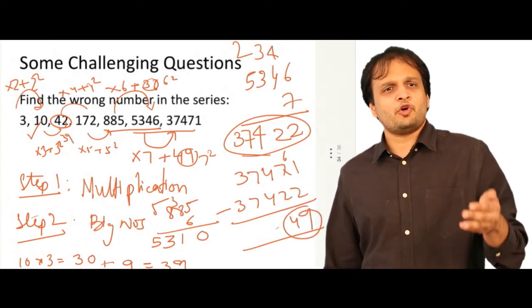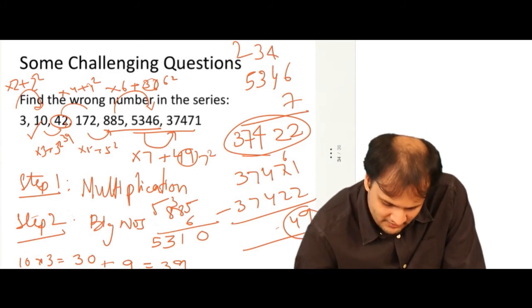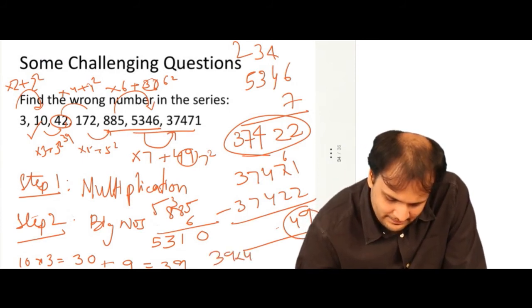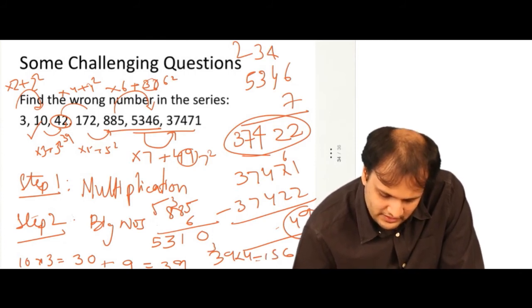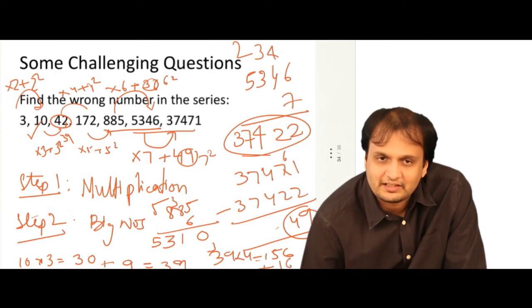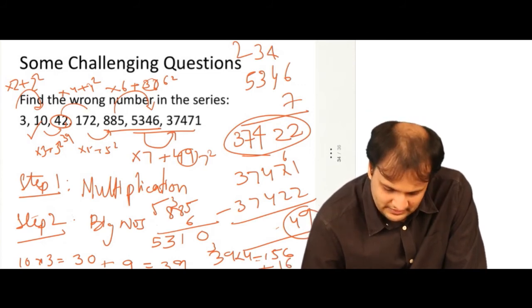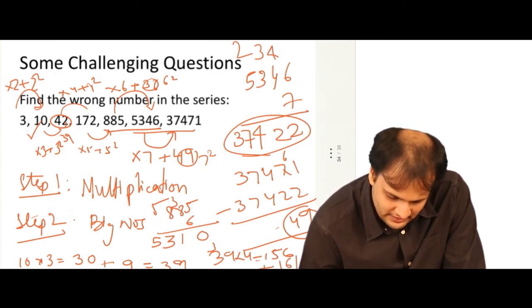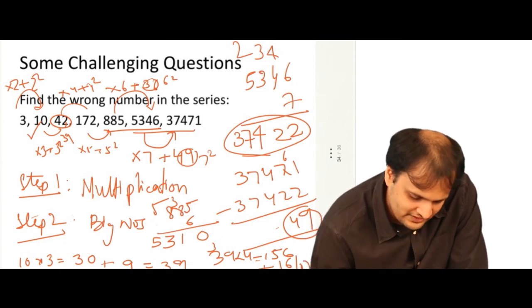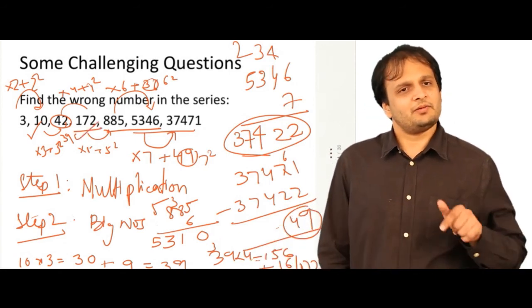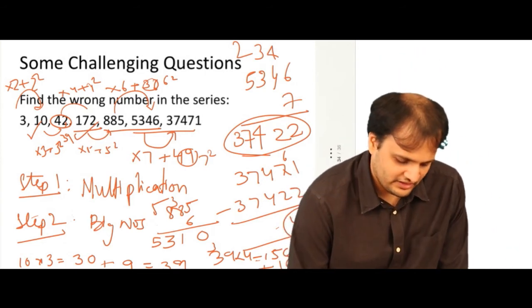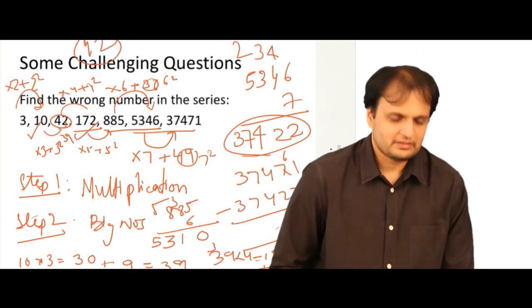You can try further if you want. So 39 into 4 plus 4 square. So the next number should be 39 into 4. Let's see. 9 4s are 36. 4 3s are 12 plus 3 is 15. So 156 plus 4 square is 16. 156 plus 16 is 172. Do we have 172 here? Yes. So everything else is falling in pattern. What number is not falling in pattern? 42. So 42 is the right answer.